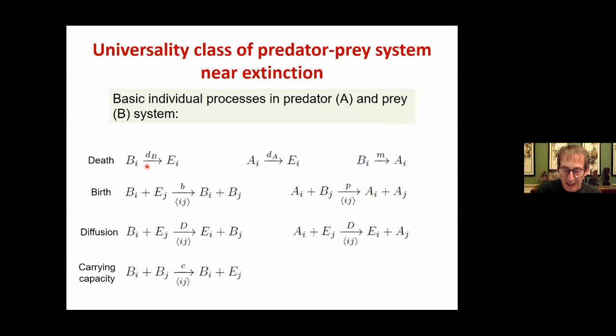So these are the basic processes of directed percolation, of predator-prey dynamics. There's birth of prey, there's death. So this is prey plus food gives you two prey. This is predation, a predator plus a prey on a neighboring site, IJ, with probability P kills the prey and the predator gets enough energy to make another baby predator on the neighboring site, and so on and so forth. This term tells you that the prey hops in a number conserving way to a neighboring site with some probability like this, and both the predator and prey do that. Okay, so those are the processes.